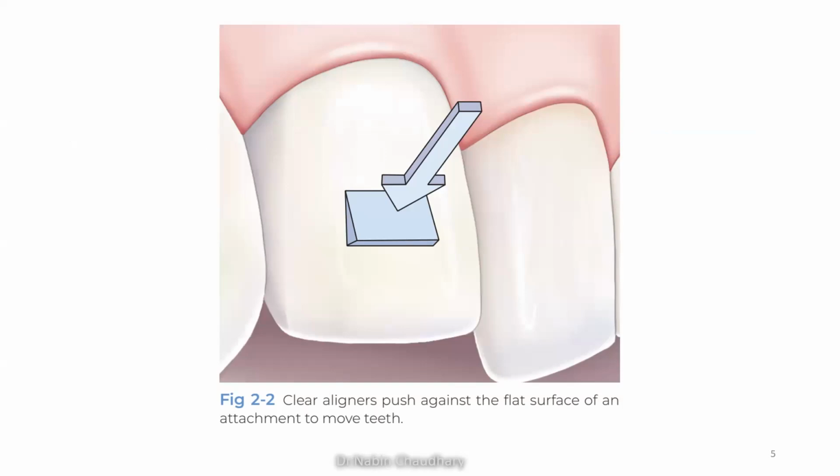The basic mechanism of the clear aligners is the push force that the aligner uses to bring the tooth into the desired location. The push force is brought about by the contact of the clear aligner with the tooth surface, or the attachment that is placed on the tooth surface. In this figure, we can see the attachment has been placed, and through the use of this attachment, the clear aligner pushes the tooth into its desired location.